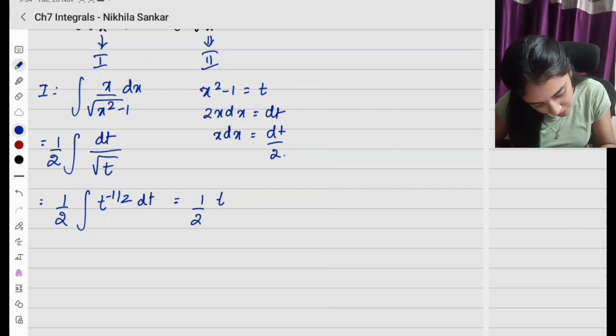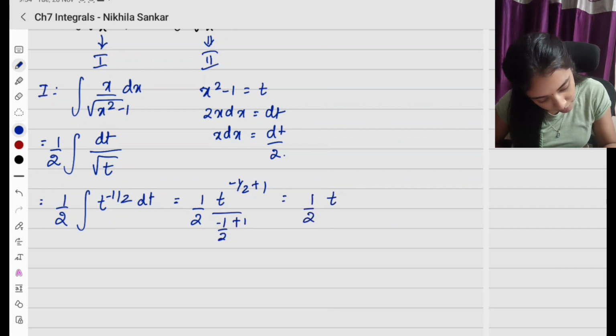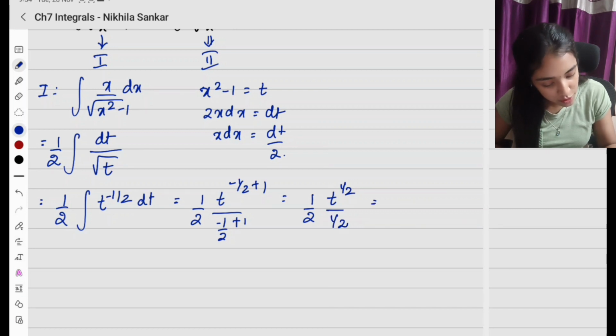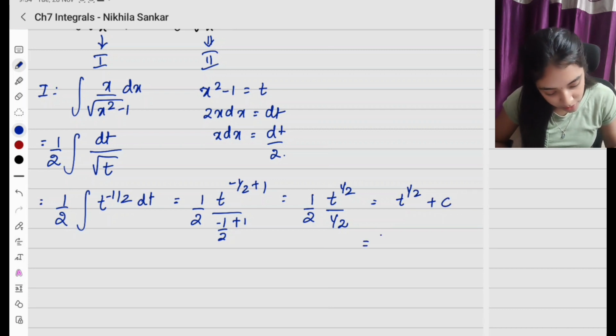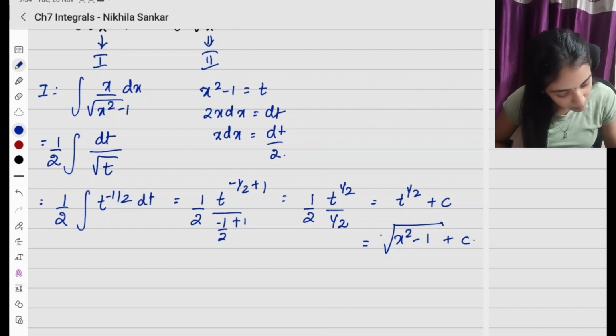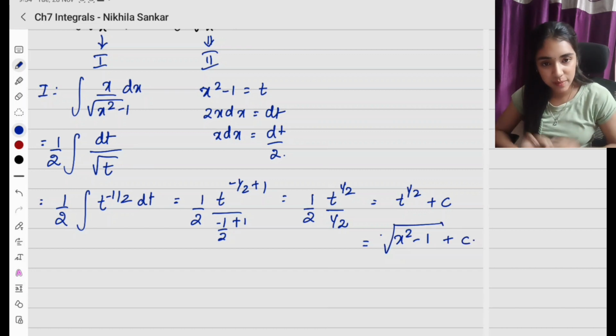So this is nothing but half t to the power minus half plus 1 divided by minus half plus 1. So this is going to be half t to the power half divided by 1 by 2. When it comes to the numerator, it becomes 2. So 2 cancel ஆகி, I'll be left with t to the power half plus c. But t என்ன, what did we substitute? X square minus 1 oda square root plus c. Okay, so this is my first integral.